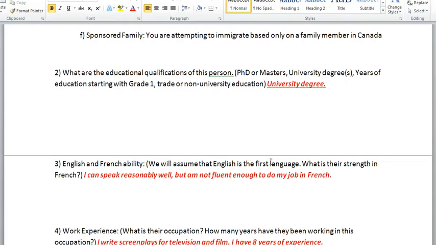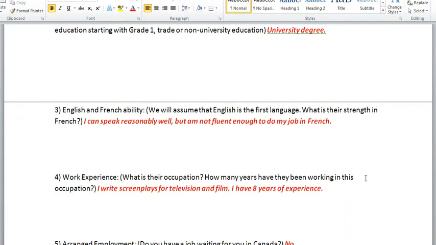So we will assume that English is the first language. When I was describing my level of proficiency in French, I chose to go realistic. This is accurate for me. I can speak reasonably well, but I figured that my French ability is probably not good enough to do my job of writer in French. So there we go, I filled that out.